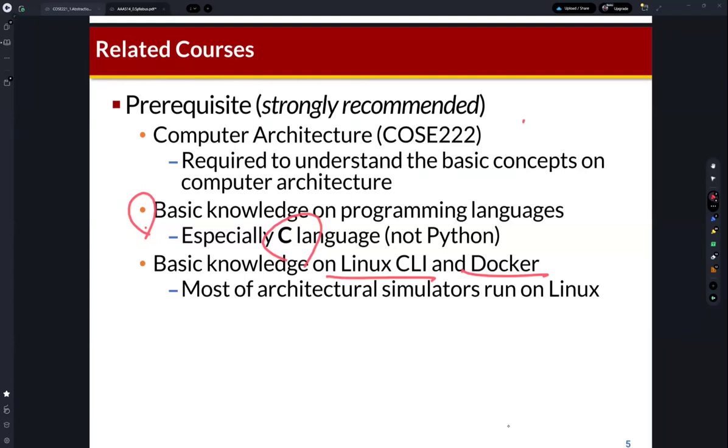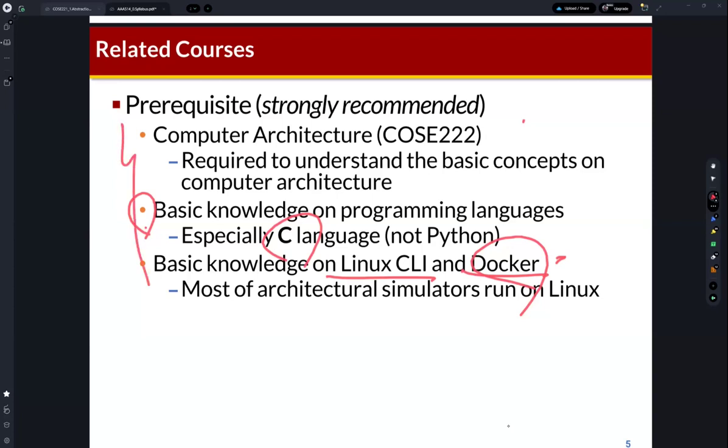So I provide a Docker environment for that. So please get familiar with the Linux CLI and Docker commands before performing the lab assignments. Okay, it's a very convenient tool, Docker, actually. It's a container tool, so we don't need to set up specific dependencies for using simulators.